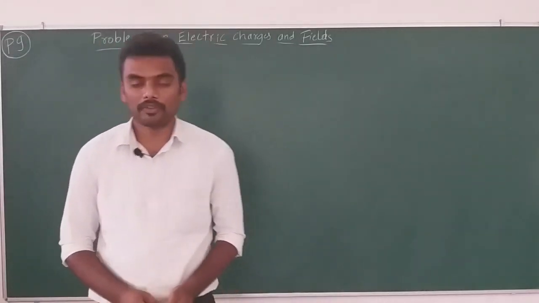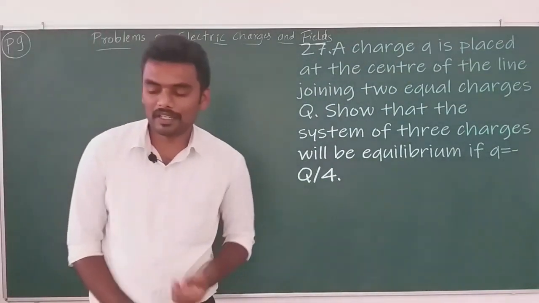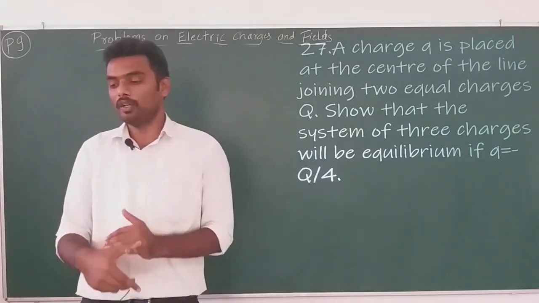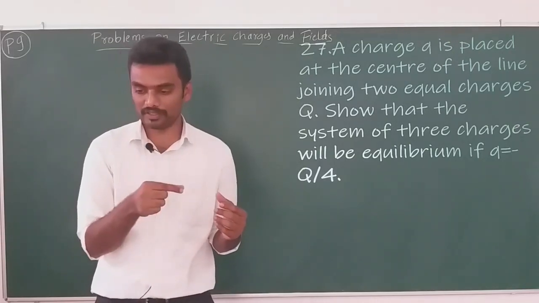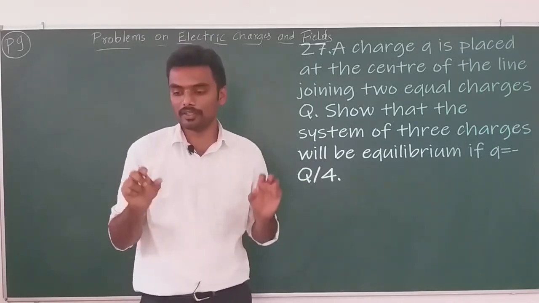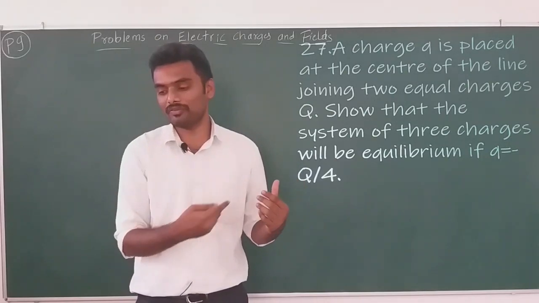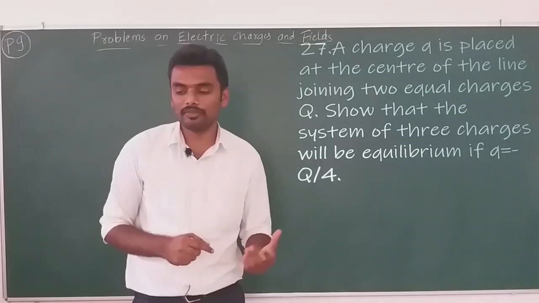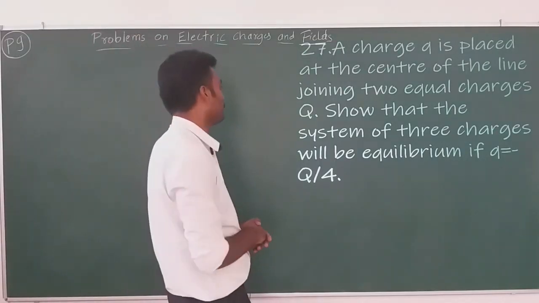Next, question number 27. A charge q is placed at the center of the line joining two equal charges capital Q. Show that the system of three charges will be in equilibrium if small q is equal to minus capital Q by 4.